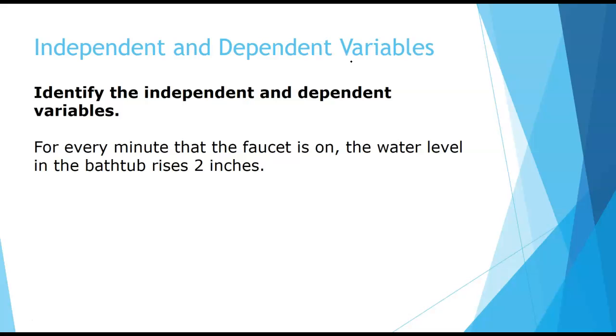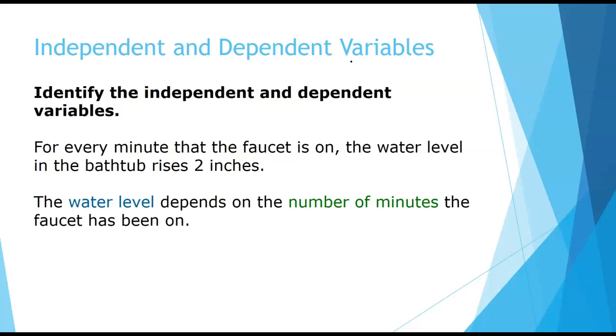For every minute that the faucet is on, the water level in the bathtub rises 2 inches. So we have two variables here. We have minutes that the faucet is on, and we have the water level in the bathtub. So we're looking at the relationship between minutes and the water level in the bathtub. We want to think about which one depends on the other.